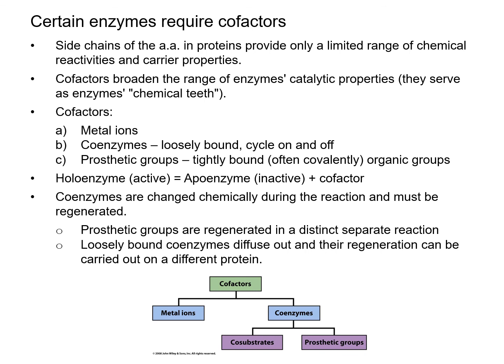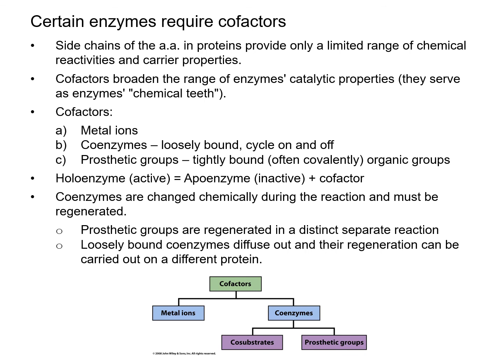So cofactors consist of metal ions and coenzymes, which are typically loosely bound and cycle on and off, or in and out, of the enzyme. And also, coenzymes have co-substrates and prosthetic groups, which are typically tightly bound organic groups, and oftentimes they have covalent bonding to the enzyme. And the holoenzyme, which is an active enzyme form, is a complex of the apoenzyme, an inactive enzyme, and the cofactor or cofactors.